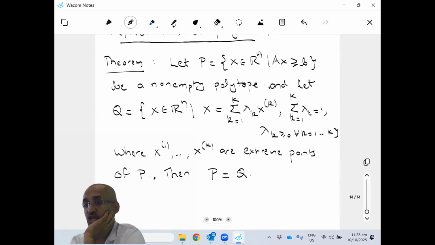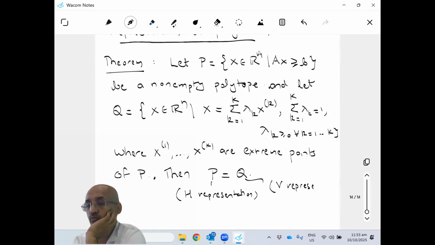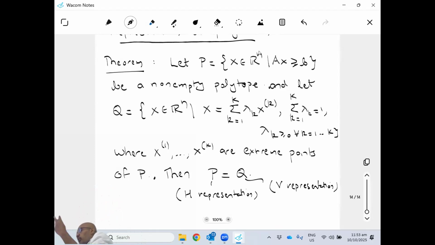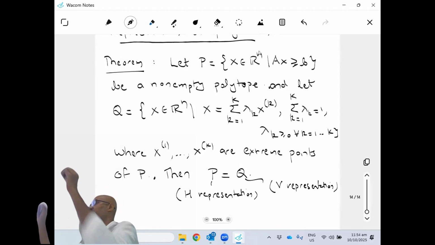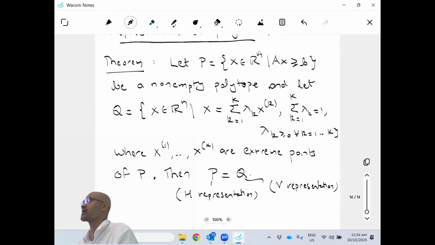This representation, the P representation, is called an H representation. What does H stand for? Half space. Q is called a V representation. What does V stand for? Vertices. So you can write a polyhedron, or in this case a polytope, either as the intersection of a finite number of half spaces or as the convex combination of a number of extreme points. Either representation is equivalent. This is useful because many times you will work with one representation or the other.